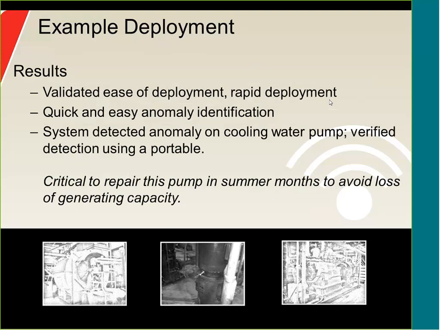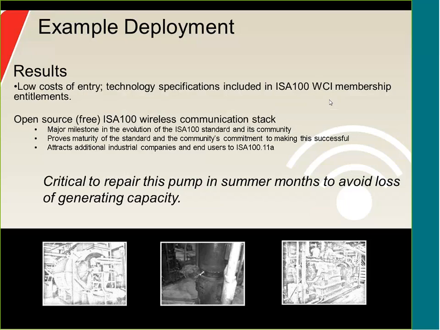The results were validation of how easy and simple it was to deploy, how fast it was. Anomalies, some problems with some of the equipment were quickly identified. And one example was that the cooling water pump was getting ready to no longer serve. That was verified properly by going out with a portable data collector, doing some more analysis on it. And in this case, it was pretty critical because that pump needed to work in the summer months so that the plant could continue to deliver energy.